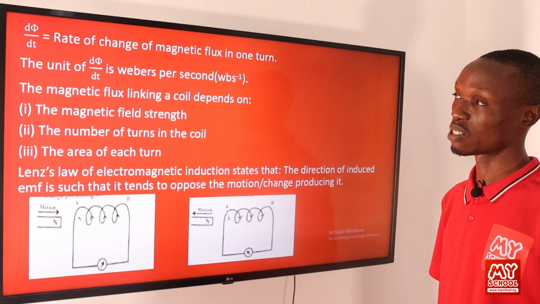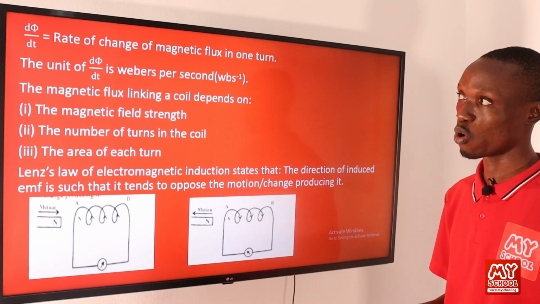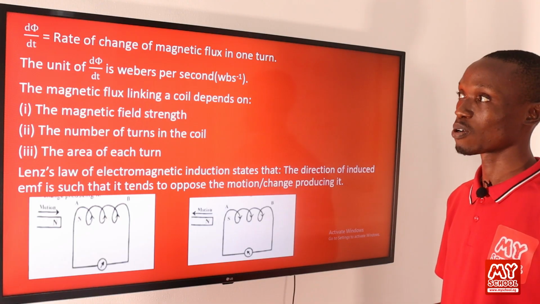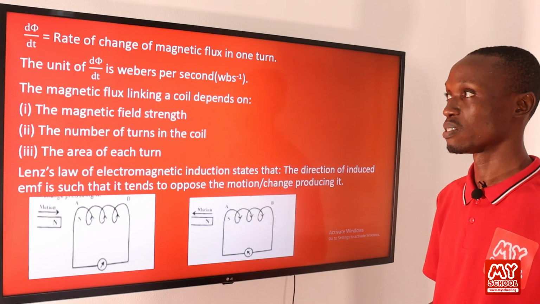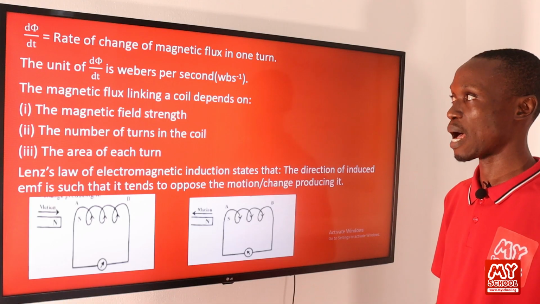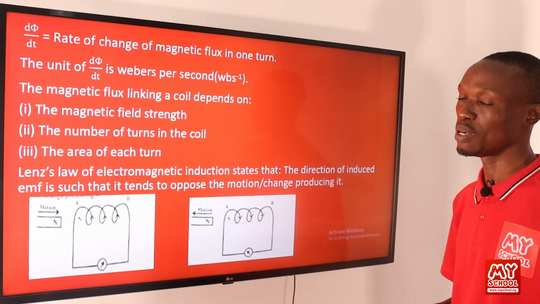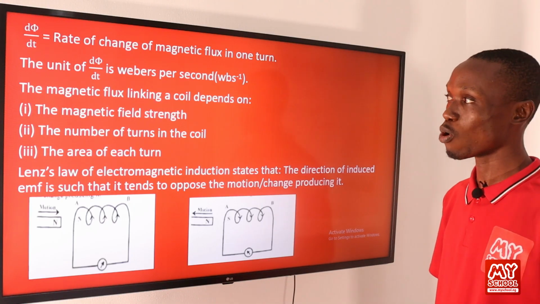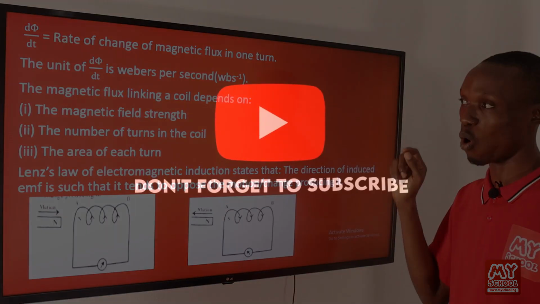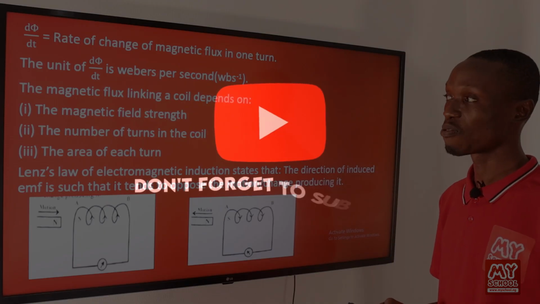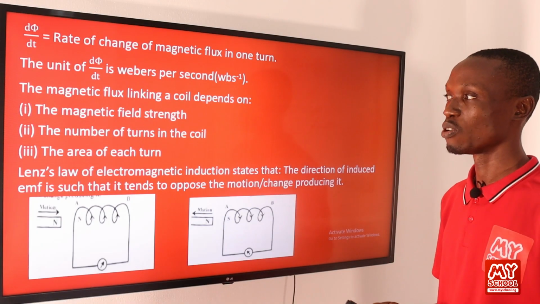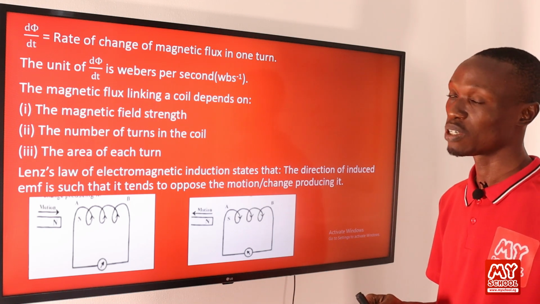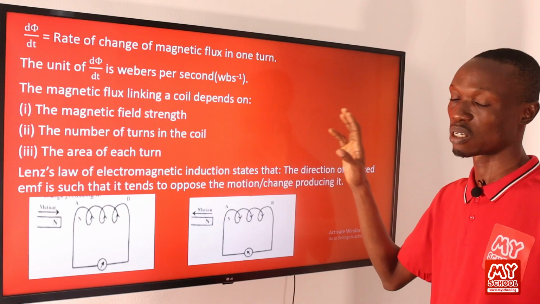Right, so dΦ/dt is equal to the rate of change of magnetic flux in one turn, and the unit of dΦ/dt is webers per second, written Wb s^-1. Okay, and the magnetic flux linking a coil depends on one, the magnetic field strength, two, the number of turns in the coil, and three, the area of each turn. So these points are worth taking note of.